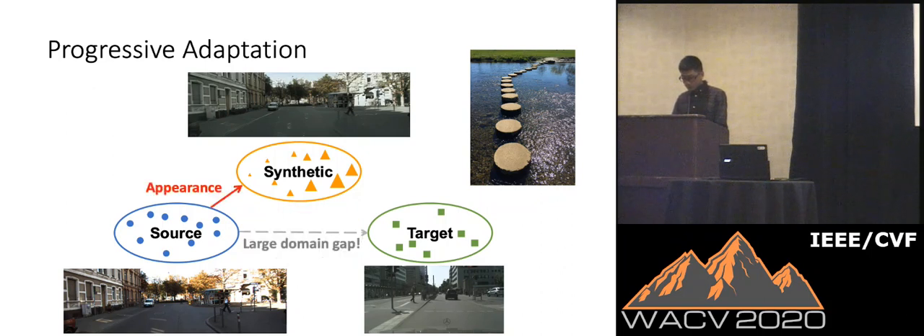We then use the intermediate domain to first adapt from the source domain to the synthetic domain, focusing on aligning the appearance differences. Afterwards, we adapt from the synthetic domain to the target domain, focusing on the object variations in the two domains. Our method hence only needs two smaller adaptation steps to cross the big domain gap.